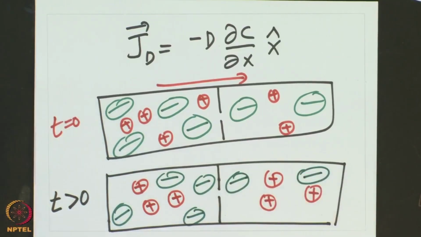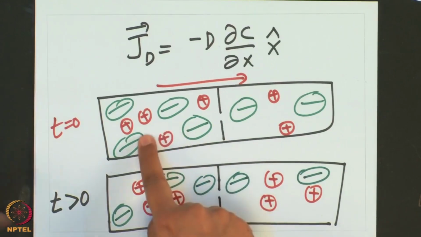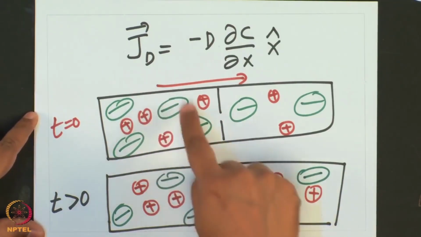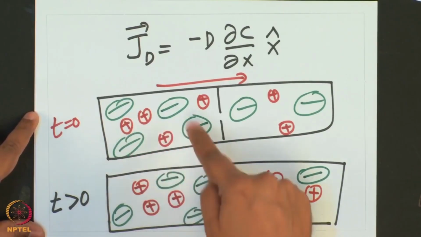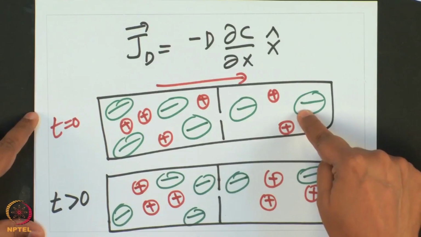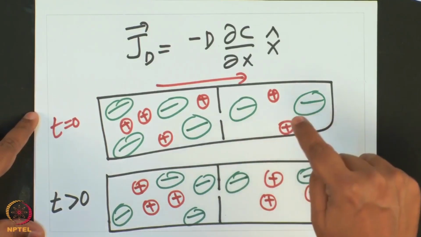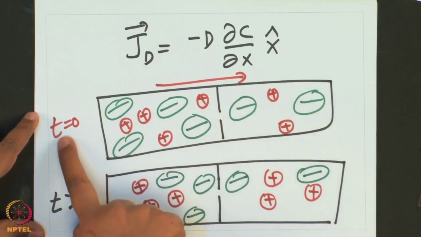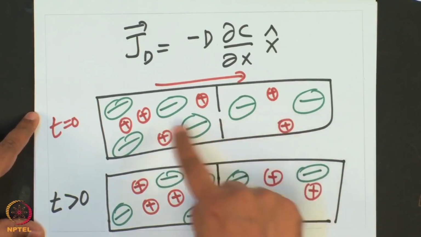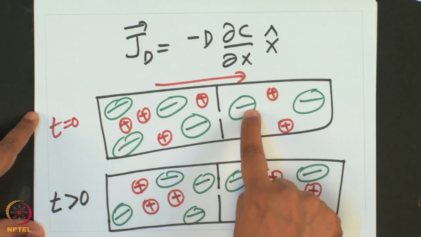So just remember that at t equals 0, this side was electrically neutral because there is an equal number of plus ions and minus ions on the left side, and an equal number of plus ions and minus ions on the right side. So at t equals 0, these two sides separately were electrically neutral.